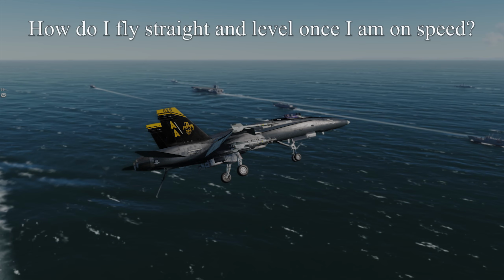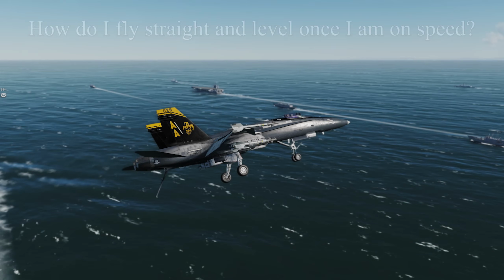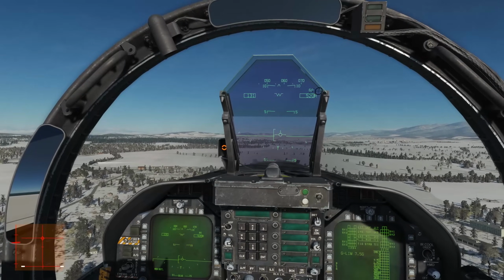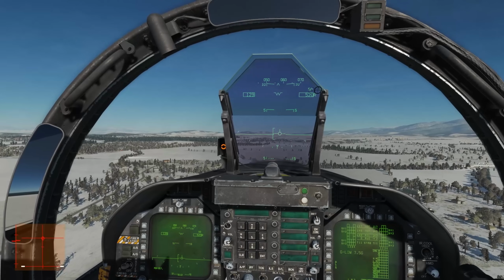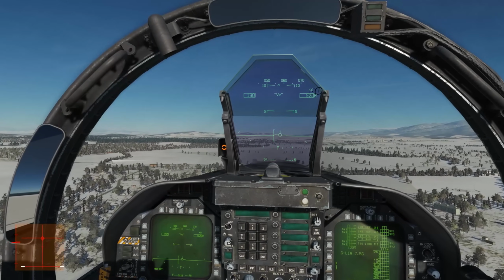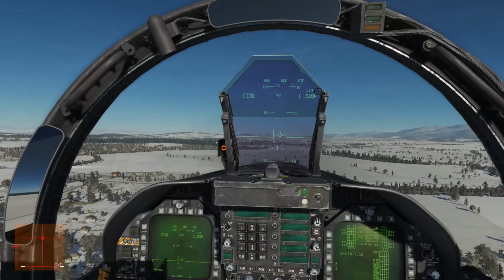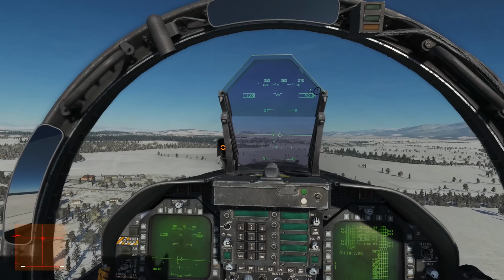How do I fly straight and level once I'm on speed? Once you're on speed, if you find yourself in a descent, simply add power. Don't tug on the stick because this will only affect your AOA and probably cause you to stall and fall out of the sky. Once you're on speed, power is key. Adding power will increase your vertical velocity and reducing power will decrease it.